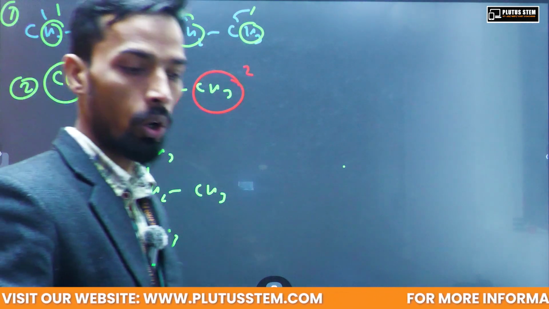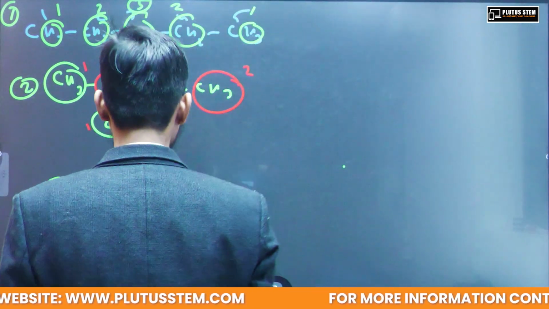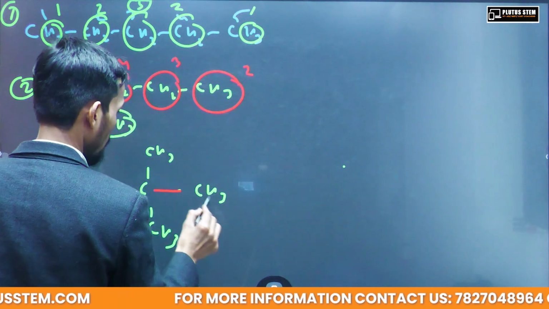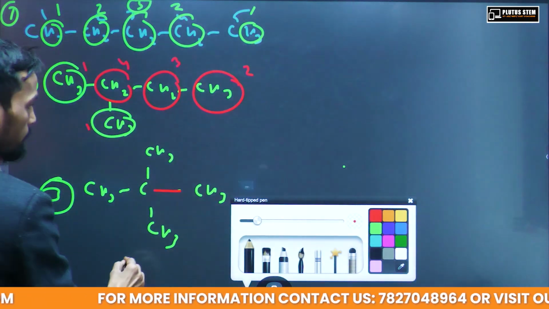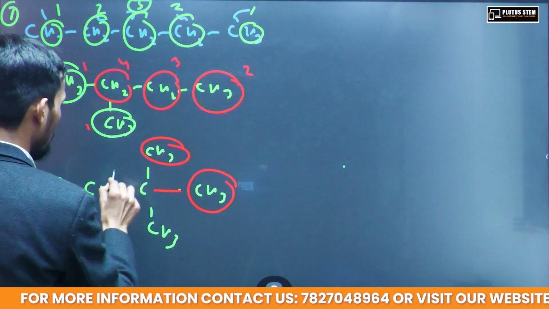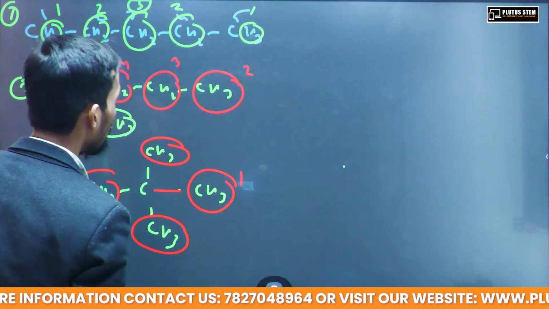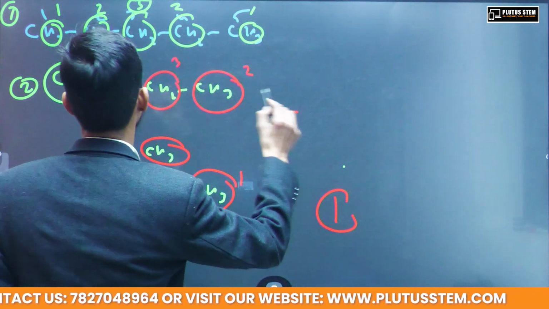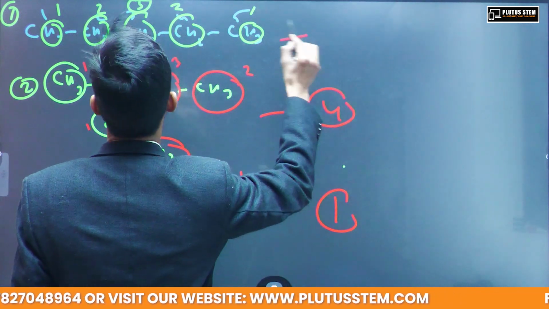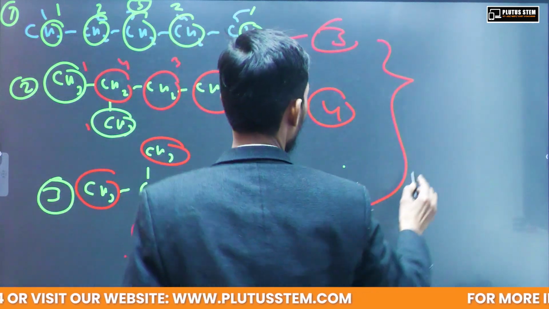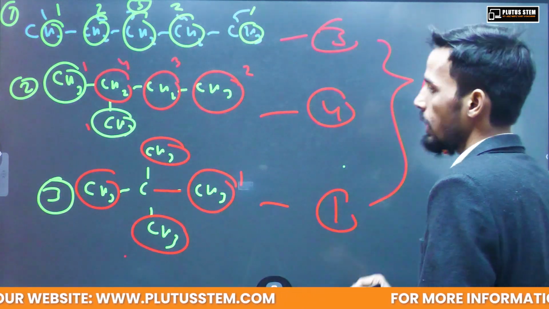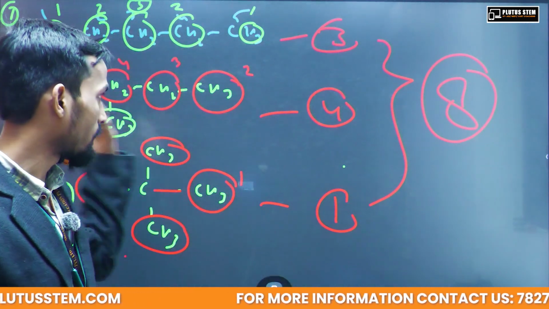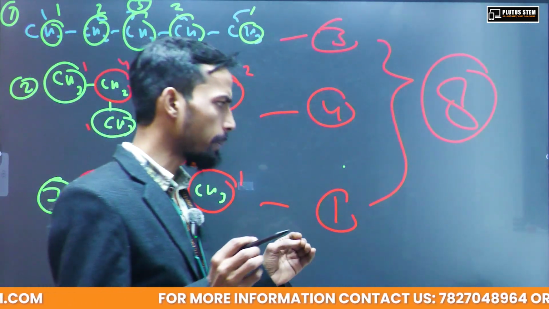Clear or not? And regarding this, all these are the same, so only one isomer from all these. So the total isomers you can count: 1 from this, 4 from this, 3 from this. So total isomers are only 8. How many isomers? 8. Either you can see it this way, or you can simply learn it.